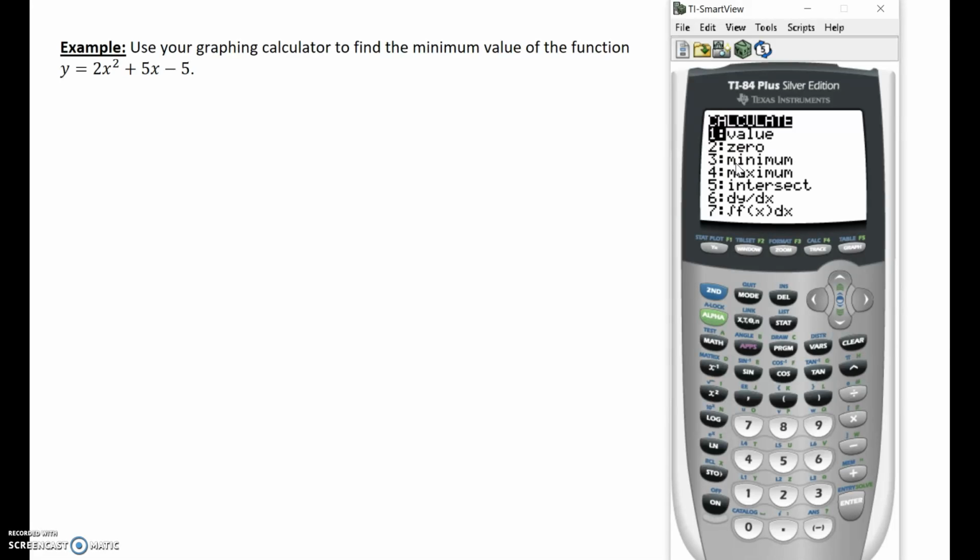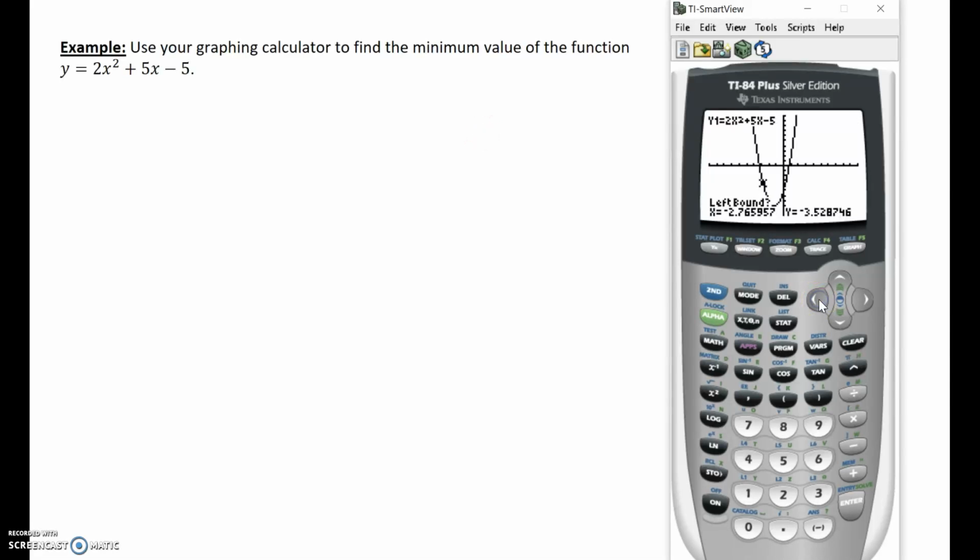And I said it would be a very similar process if we were looking for a maximum, and you can see that the only difference is we would go to 4 instead of 3. But if we're looking for a minimum, we hit 3. So you can just type 3 on your keypad, and you're presented with this screen here. Now, the minimum value, remember, is right at the bottom. So what the prompt is telling us is left bound means go to the left hand side of the value you're looking for. So go to the left hand side of the bottom. So using the left and right keys, move to the left hand side of the bottom.